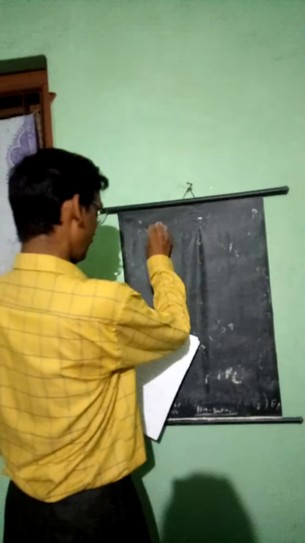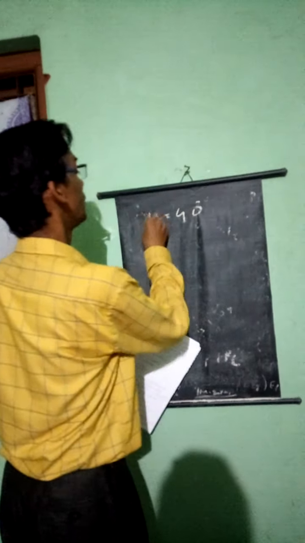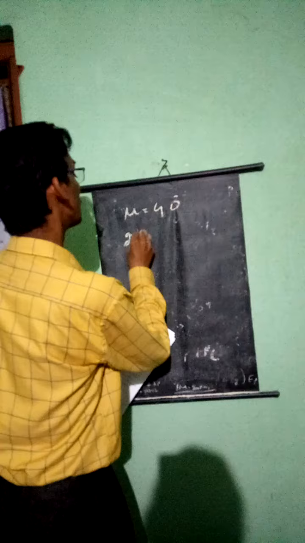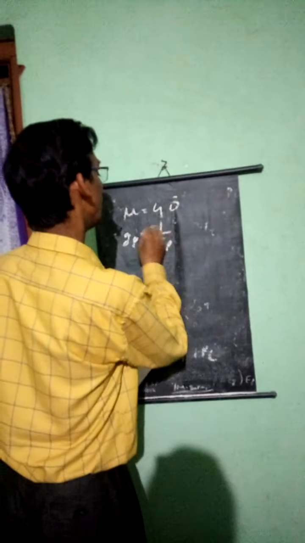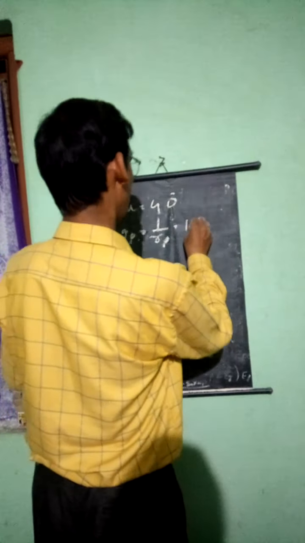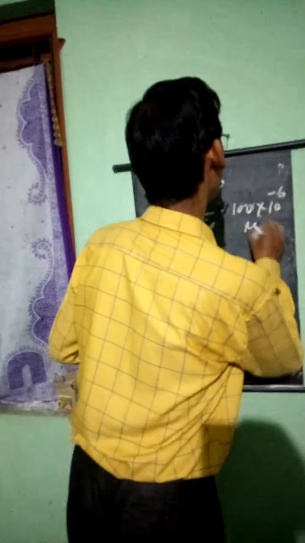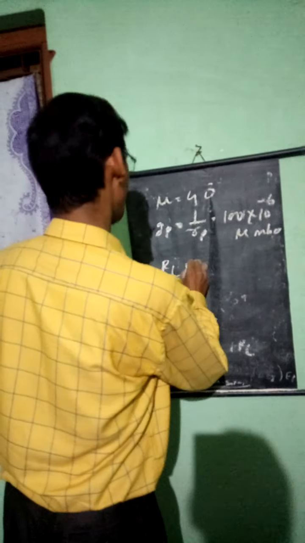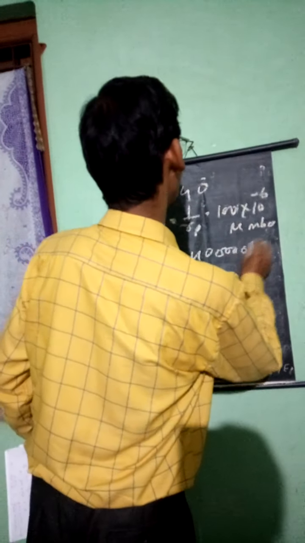Remember, according to the question, the triode has an amplification factor, so mu is equal to 40. Followed? Amplification factor is 40. Then what is given next? The slope of its plate characteristic, that is Gp, is equal to 1 by Rp. What is Rp now? The plate conductance is 100 into 10 to the power minus 6 mho. 1 micro is equal to 10 to the power minus 6, remember. Similarly, RL is given as 40,000 ohm. This much is given to you.